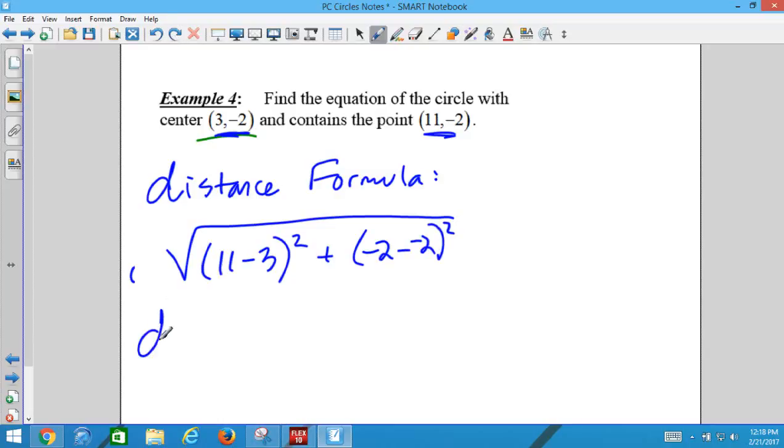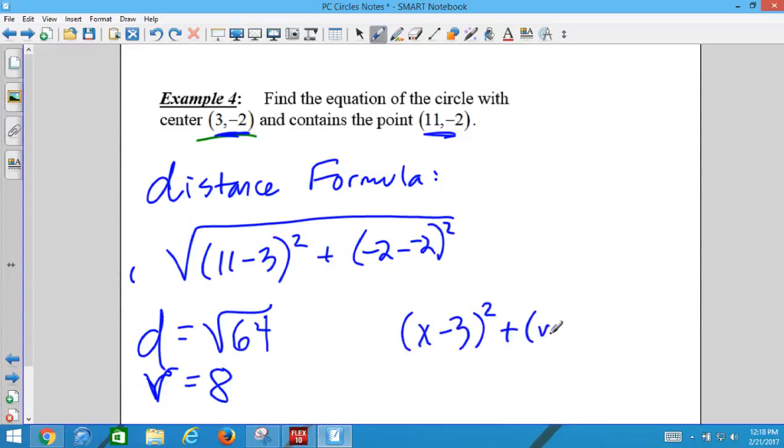Okay. So we get the square root, this ends up being 64, I think. Yeah. So our distance is 8, that's also the radius. The distance is the radius. That's what it is. So we're going to write our equation: x minus 3 squared plus y plus 2 squared equals 64. Where did I get 64 from? You've got to take your radius and square it.